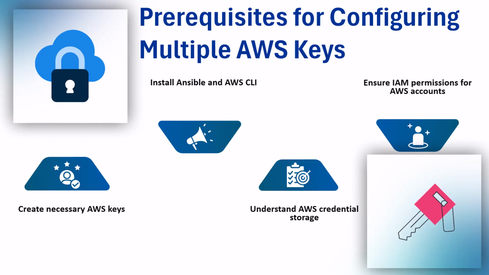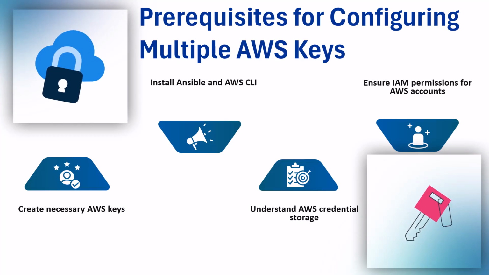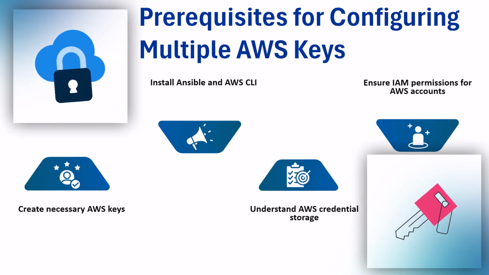Before we dive into configurations, let's check our toolset. You need Ansible installed, AWS CLI ready, and proper IAM permissions, because no one likes permission errors. Also, generating AWS keys is a must, and understanding how credentials are stored is like knowing where you left your house keys. It saves a lot of frustration.